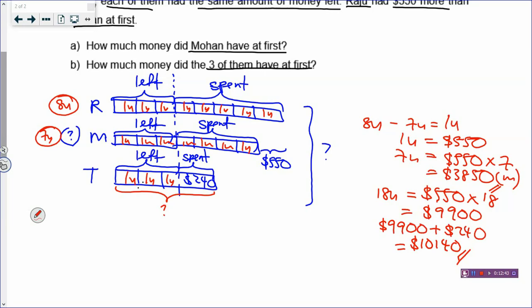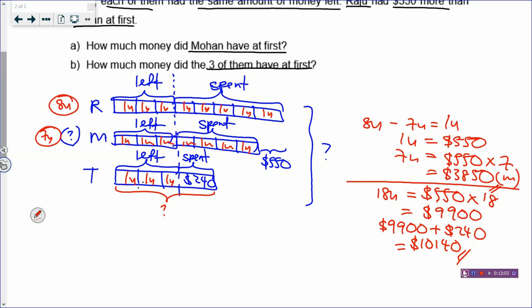So that's how you draw the model. That's how you look at the model to work out the steps. So the whole idea of model drawing is also to find 1 unit. So why do you draw the model? It is to find 1 unit, because once you can find 1 unit, then you can work out the steps. Then you can see the answer comes very fast if you know how much is 1 unit.